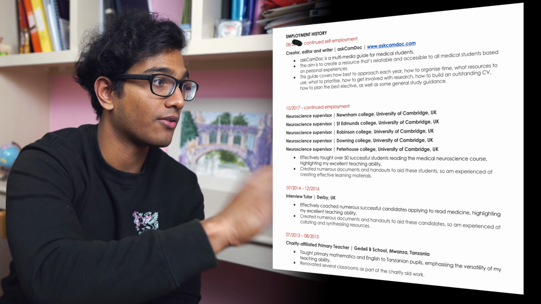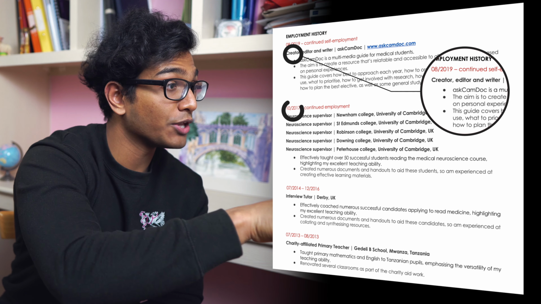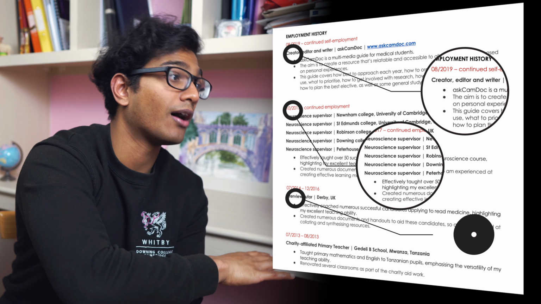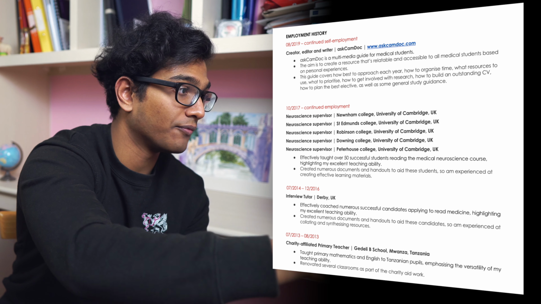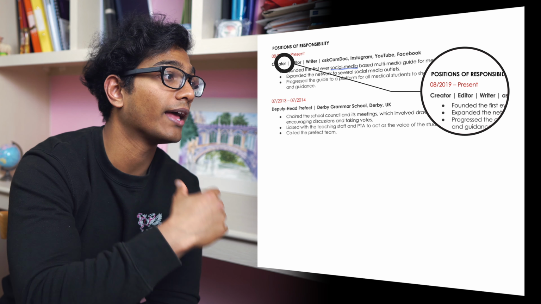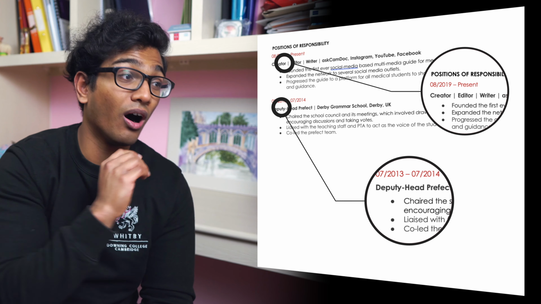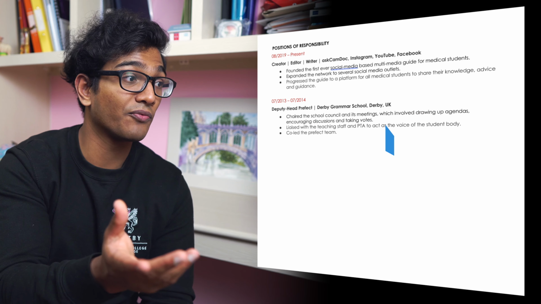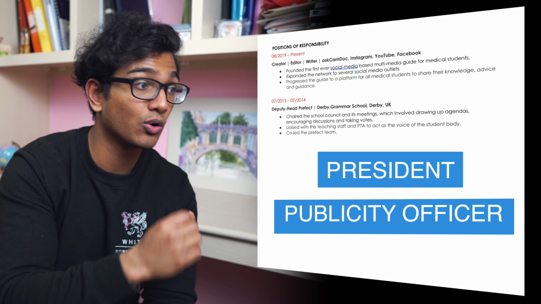So for me, I talk about some self-employment stuff, then I talk about being a neuroscience supervisor at Cambridge University, being an interview tutor at my old school, and then other kind of charity stuff that I've done. Then for positions of responsibility, you want to include anything that you've done where you might not have been paid, or you were paid, but it involved holding a degree of responsibility. Either you were a leader in a project or you were a key team member or anything like that. So myself, I started this multimedia organization that helped educate medical students, and I was also deputy head at Derby Grammar. Other examples that you can throw in there, if you were president of a society or a publicity officer or anything like that, you can always put something like that in.